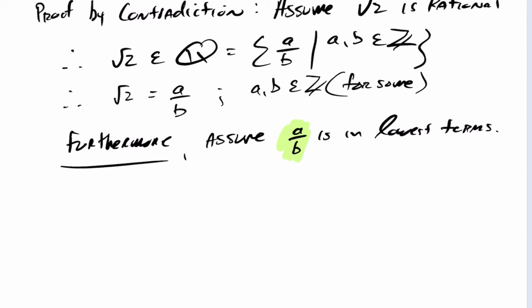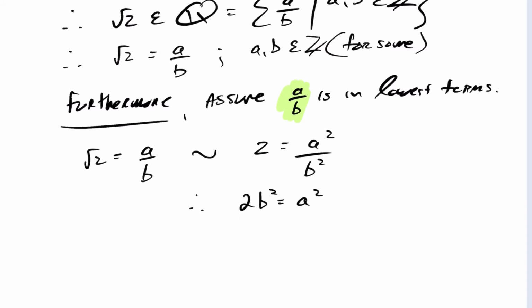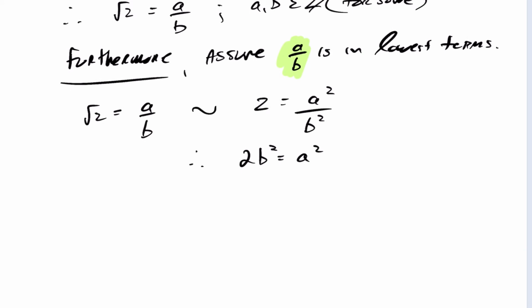Okay, so now going back to root 2 equaling a over b, what I want to do first is square both sides. So if you square both sides, you get 2 equals a squared over b squared. Well, if 2 equals a squared over b squared, then 2b squared is equal to a squared. If you take a look here, I have a squared equals 2b squared. It must be the case that a squared is an even number, right? Because we're expressing a squared as a multiple of 2. So a squared is even, definitely.